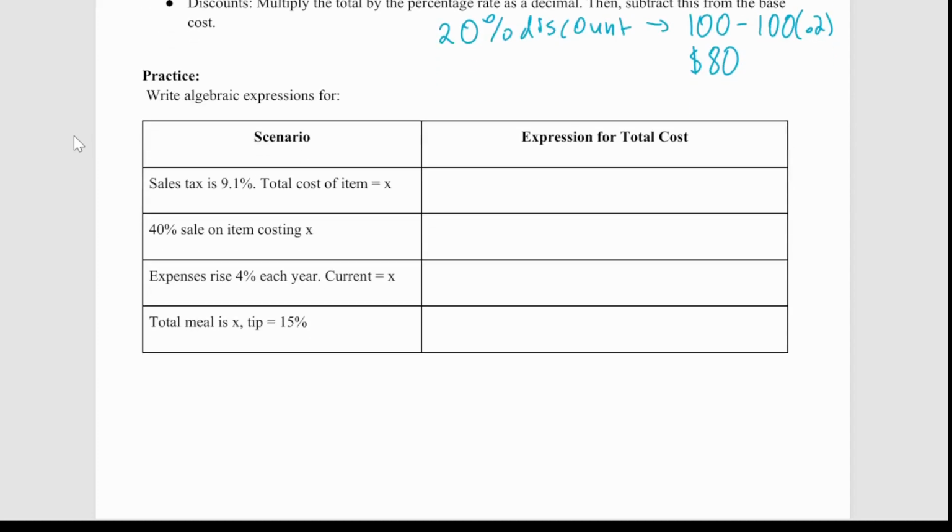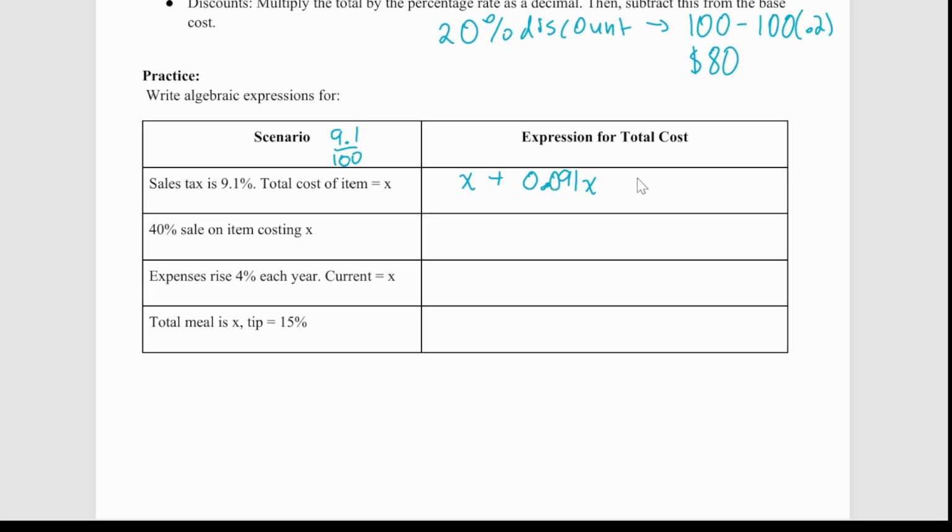So here, if we have a sales tax of 9.1%, the way that we're going to figure out the total cost of the item is we first want to express that we have the item itself, which is x. And then we want to add on to that item the amount we have to pay in sales tax, which would be 9.1% as a decimal, which is 0.091. If you forgot how to do that, remember percents by definition are fractions out of 100, so you can do 9.1 divided by 100 in order to figure that out, times the cost of your item.